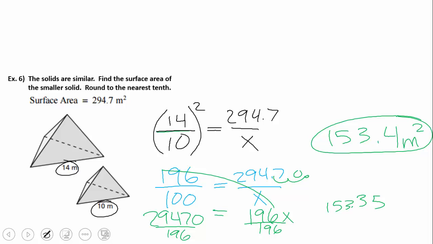Proportions, we've done proportions, so we're just taking similar solids instead of similar figures, and we're writing proportions, but we have to know that the corresponding linear dimensions have to be squared. The ratio of those corresponding linear dimensions has to be squared to form this proportion.